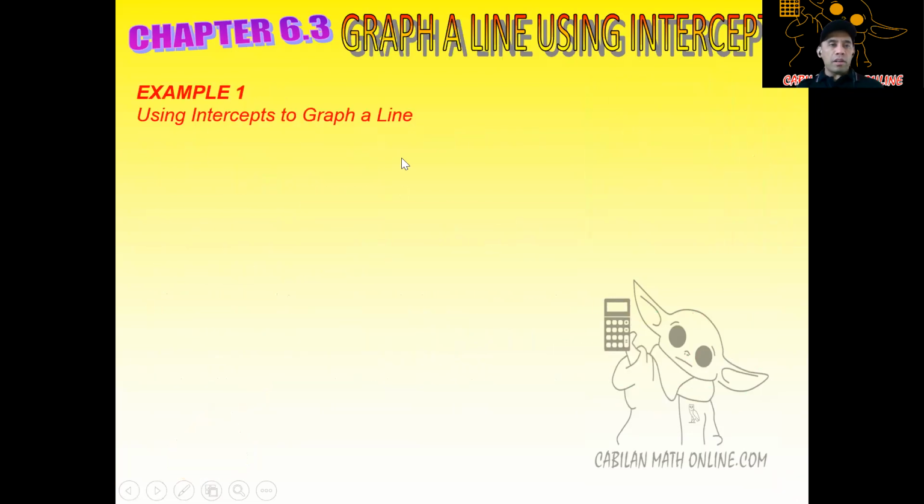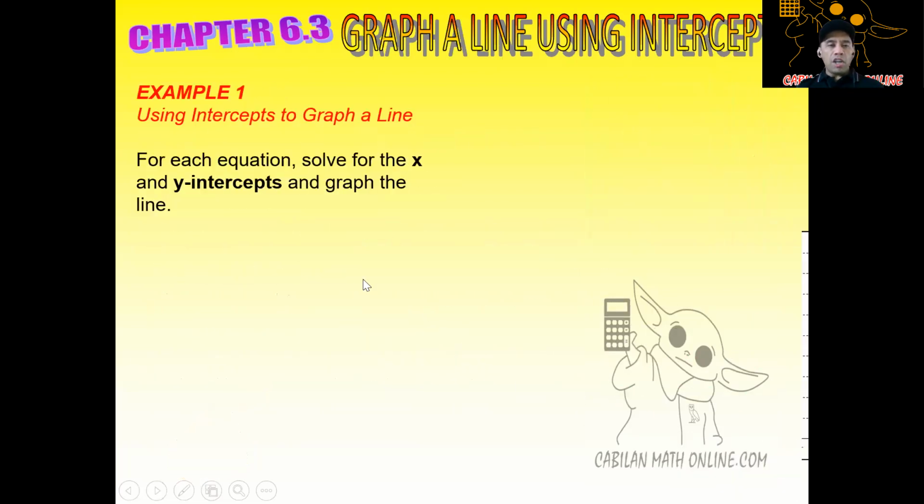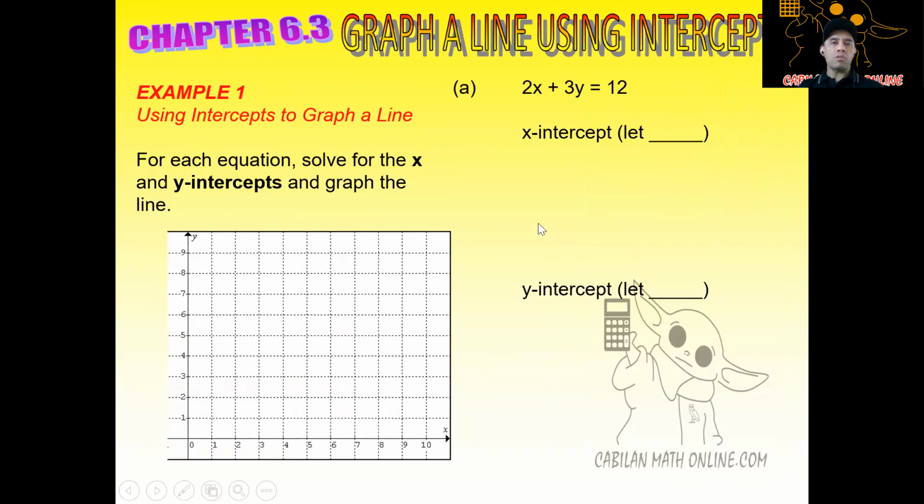Start off with the first one here. We have an equation of 2x plus 3y is equal to 12. Now what we want to do is solve for the intercepts first, then graph them and construct the line. When we are solving for the x-intercept, we want the x coordinate of the ordered pair that's going to be on the x-axis. So to solve for the x-intercept, we have to let y equal 0.